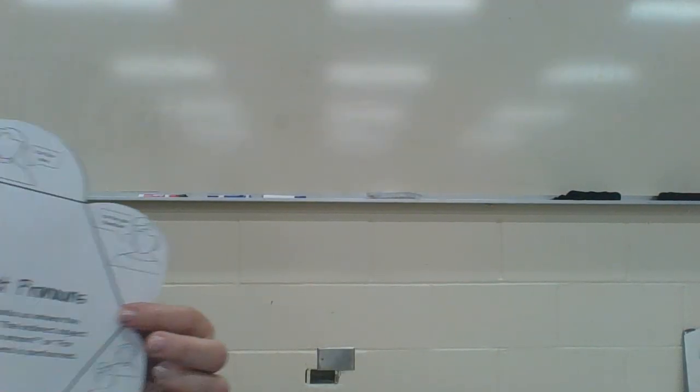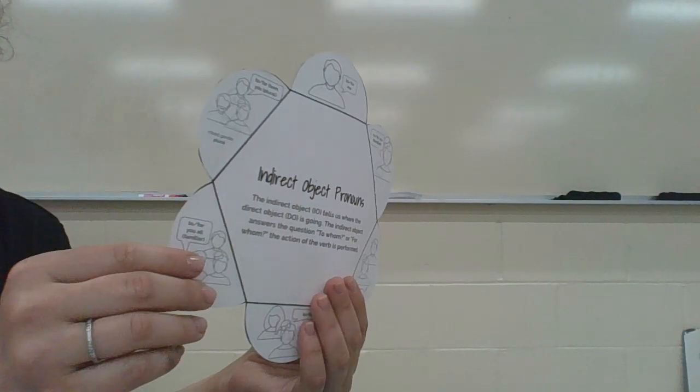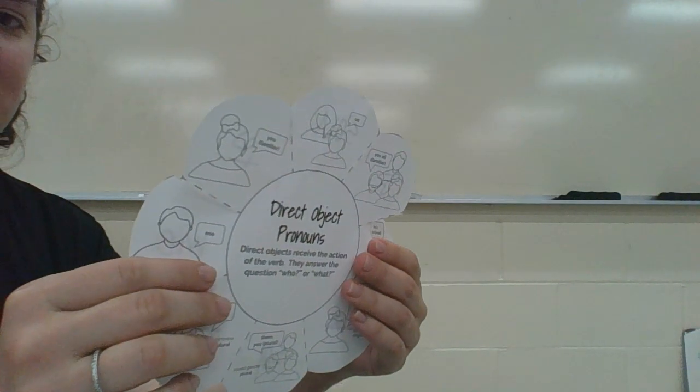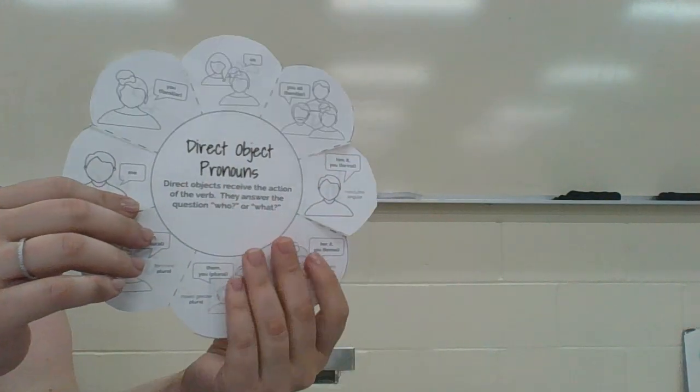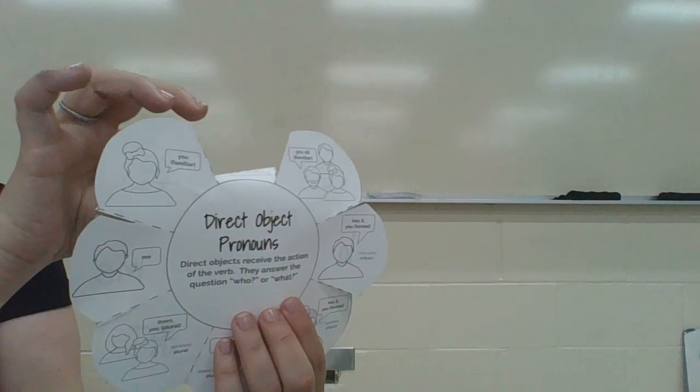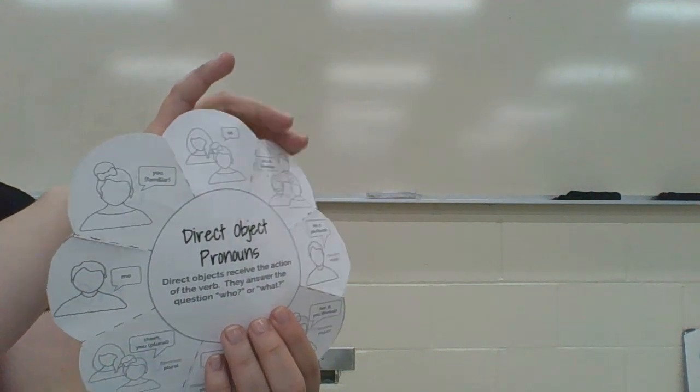And then your indirect object pronoun flower, you just want to cut around to make it like flower petals. And then this last one, direct object pronouns, you want to cut the flower out and then just cut the sides so that the petals fold down.